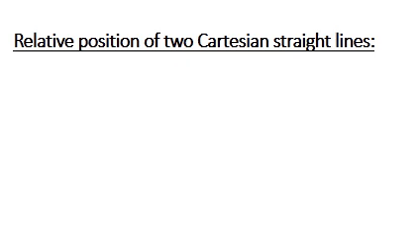Now we are going to learn the relative position of two Cartesian straight lines. So now we are talking about Cartesian straight lines. We are going to learn when I say that two Cartesian straight lines are parallel, when they are, for example, intersecting, or when they are confounded.